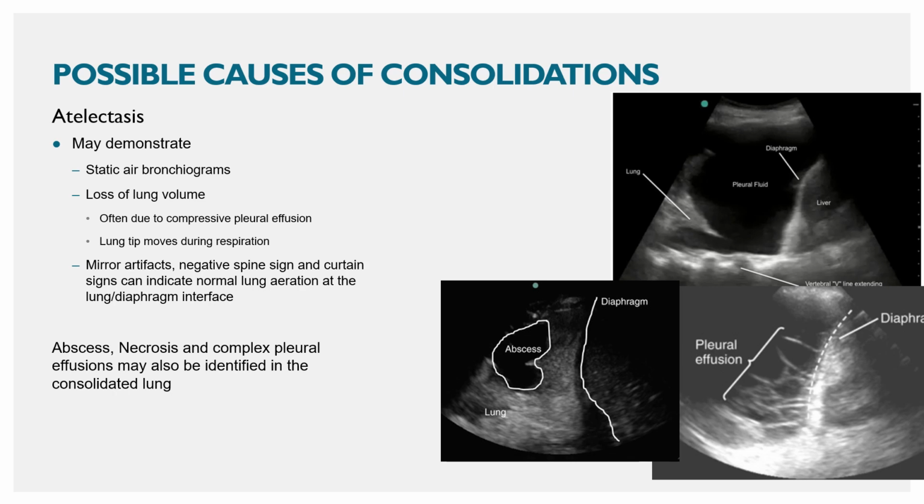With atelectasis, you're also going to have a loss of lung volume. Often this is due to a compressive pleural effusion, kind of like you see here. This effusion here is compressing the lung. But what you'll see is that the lung tip is going to move during respiration. And I always think when you see this, it almost looks like a flag or a sail flapping in the wind, because as that patient is breathing, you see motion here as that lung is going to float.